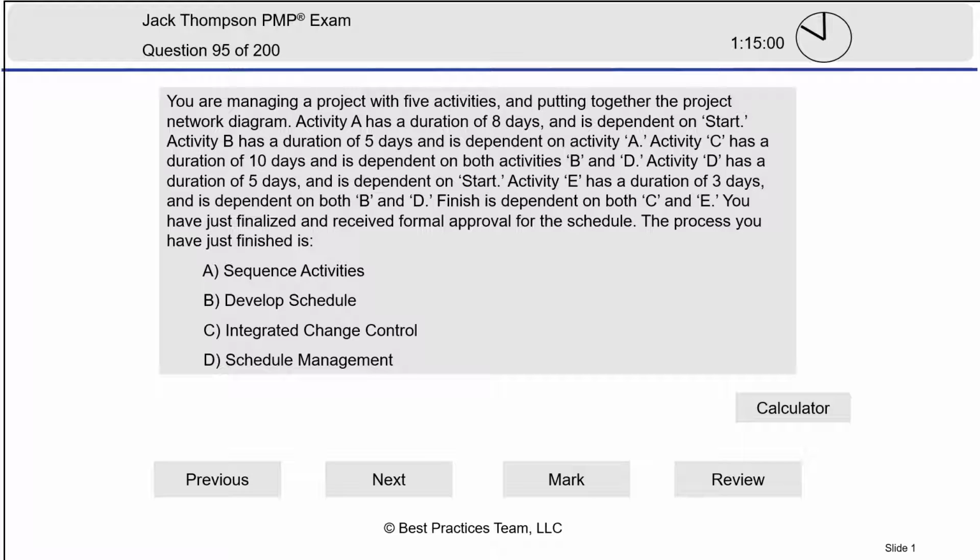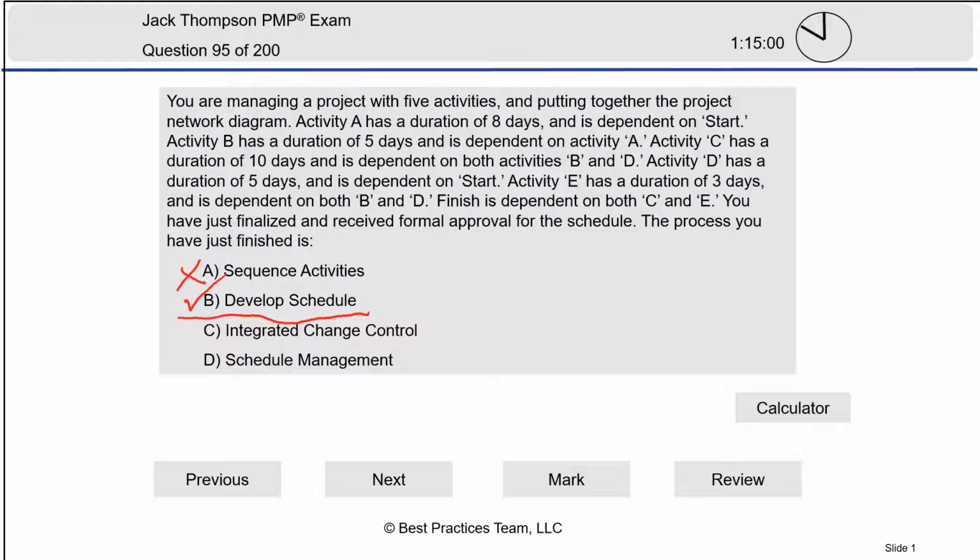We're obviously figuring out all the logic and the dependencies between these activities. So that seems like that should be sequence activities. But no, that's not the right answer. The right answer is develop schedule. It's in develop schedule where we receive formal approval of the project, or of the schedule at least.